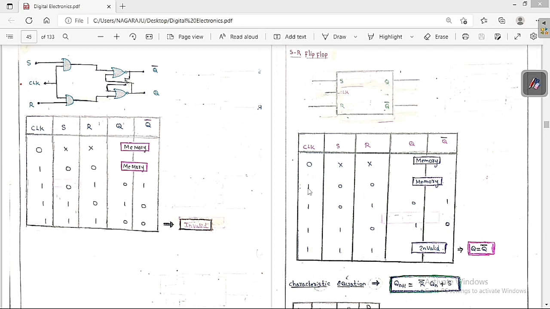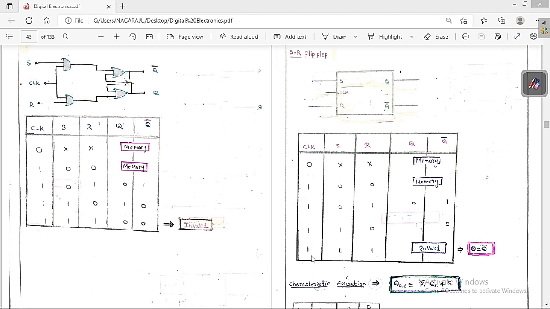Suppose the clock is equal to 1, and S is equal to 0 and R is equal to 0, then we are going to get the memory state. It is the same for both; this circuit and the previous circuit are the same. So this is also memory. When the clock is equal to 1 and the inputs are 0 and 1, you also get 0 1. Suppose the clock is equal to 1 and S is equal to 1, R is equal to 0, you are going to get the same thing, which is 1 0, for this circuit and also for the previous circuit.